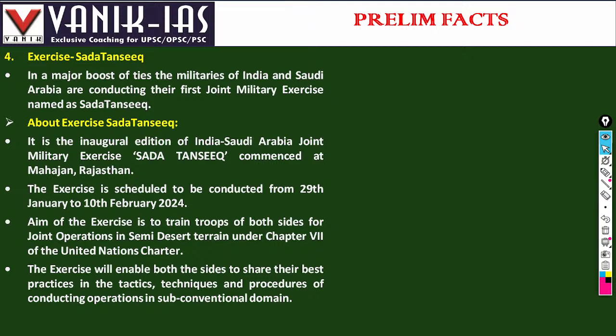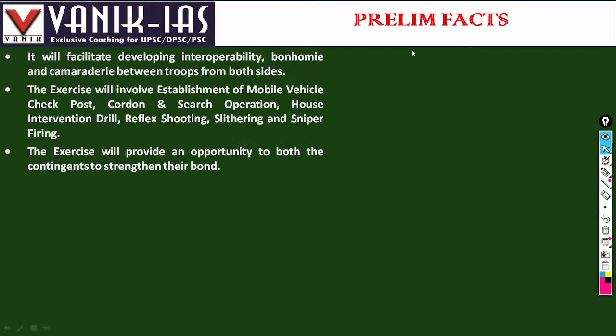The exercise will enable both sides to share their best practices in the techniques and procedures of conducting operations in the sub-conventional domain. It will facilitate developing interoperability, autonomy, and camaraderie between the troops from both sides. The exercise will involve establishment of mobile vehicle checkpost, cordon and search operation, house intervention drill, reflex shooting, sniper firing. The exercise will provide an opportunity to both contingents to strengthen their bond.